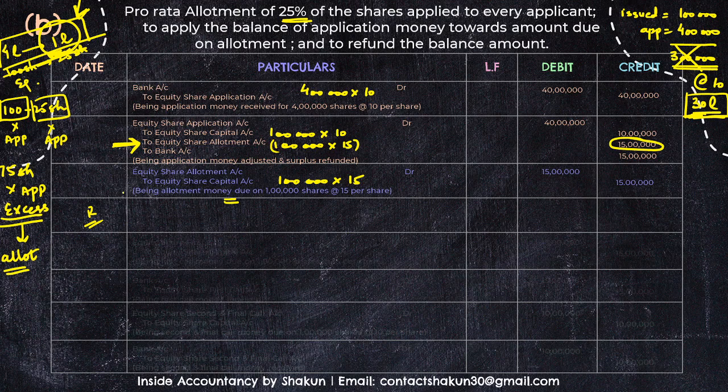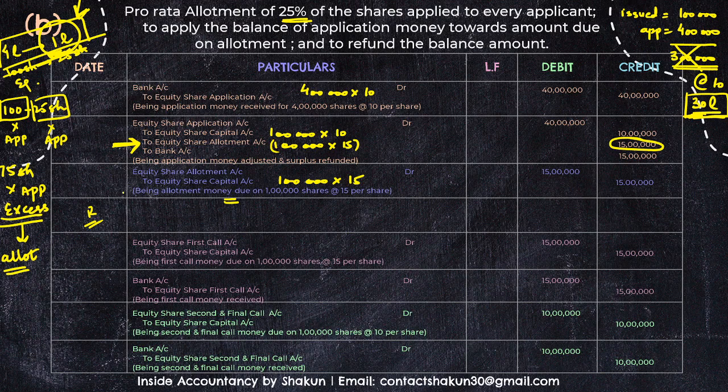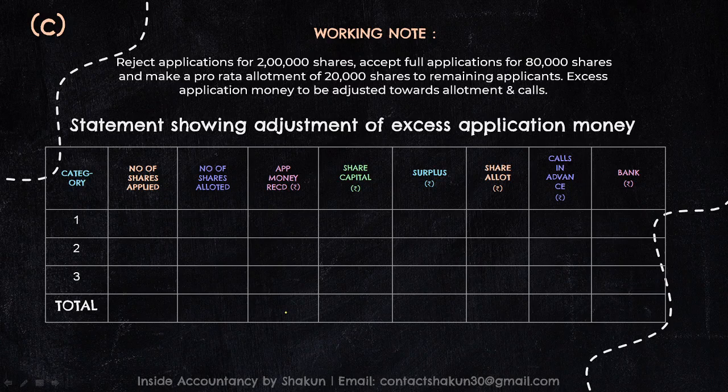The rest of the entries will be absolutely the same because nothing has been adjusted on any of the calls, first call or final call. So the rest of the entries will be exactly the same. Now moving on to the next case.